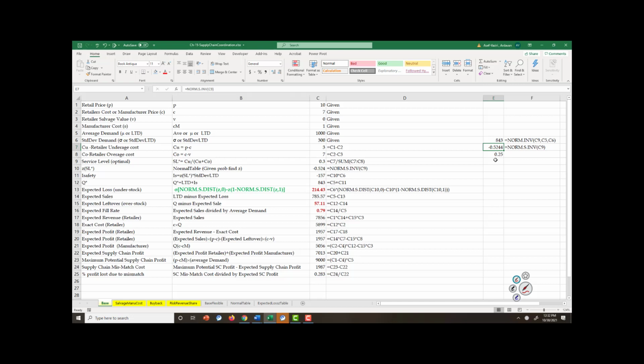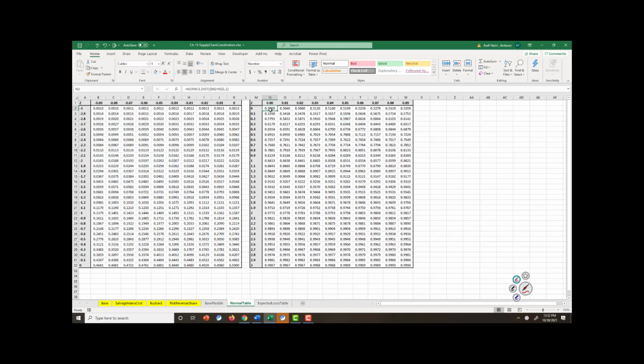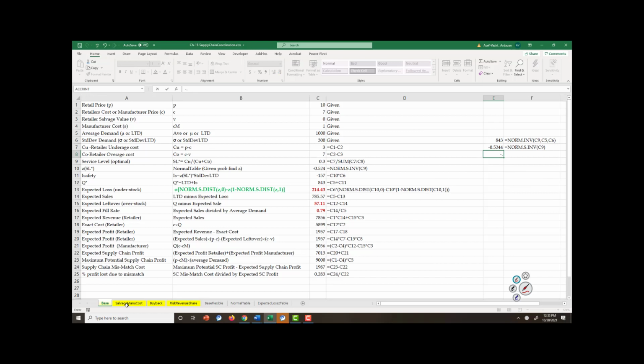First, let's use the table. 0.3 is not here because it starts from 0.5. So 0.3 should be somewhere here. 0.3. This one is closer. So that is negative 0.5 plus negative 0.02, which is negative 0.52. Let us go back to the original assumptions.